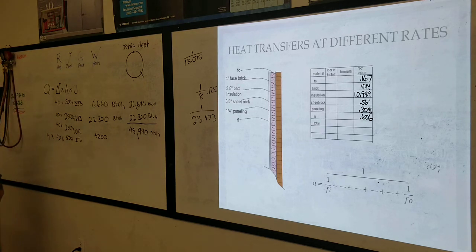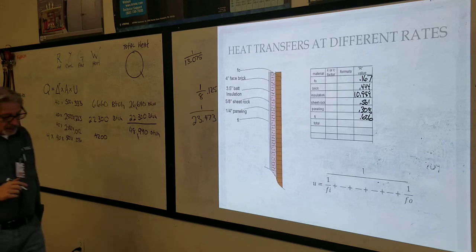Let's see, what'd you get? You got 14? When you added it all up, 13.075. Add those together. What's that one? 40 times 500 times 0.076 is what? Oh, you had to times that by 4? 4 walls. Usually there's 4 walls. 6,080 BTU. How do we get the 10.989?